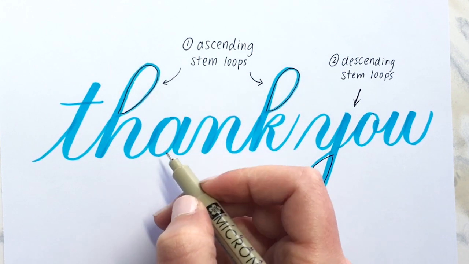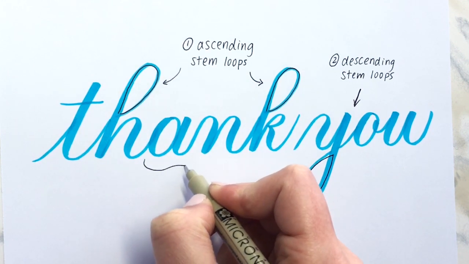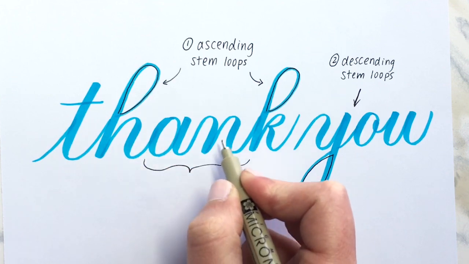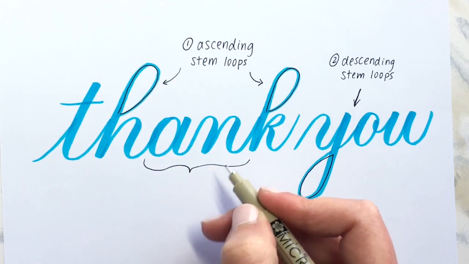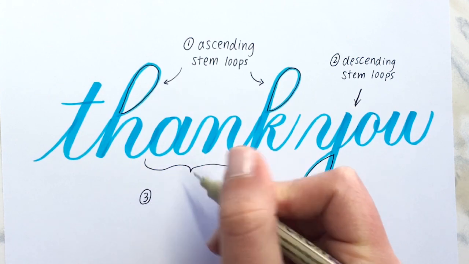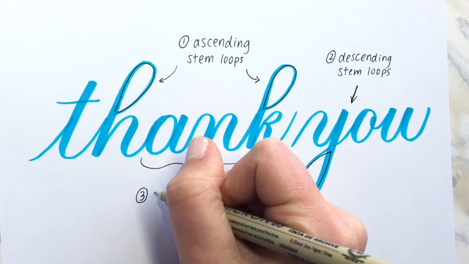The next place you can add flourishes is in the middle of a word. So in the word thank, we would be able to add flourishes in these letters that are in the middle of the word, and these would go below the baseline as well.